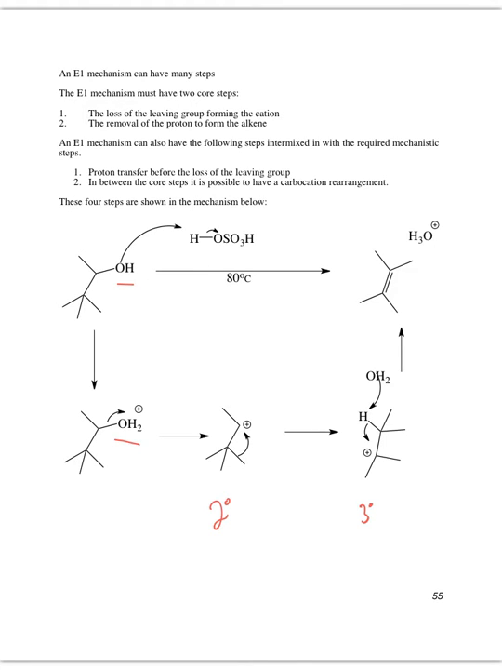So we have to be sure we recognize that as we're working problems, do we have a good leaving group or not? If we don't have a good leaving group, the first step has to be making it a better leaving group. In this, we're adding the strong acid to protonate the alcohol.